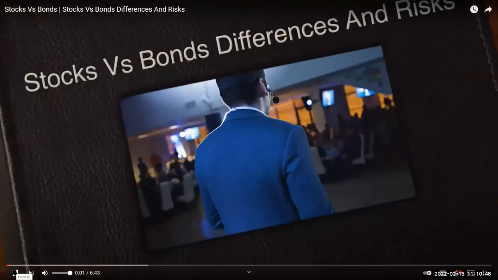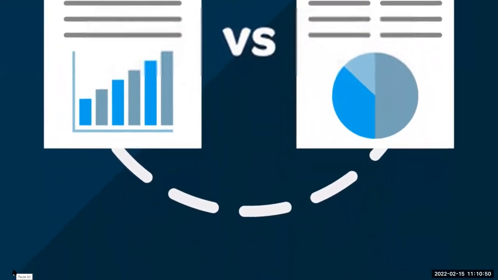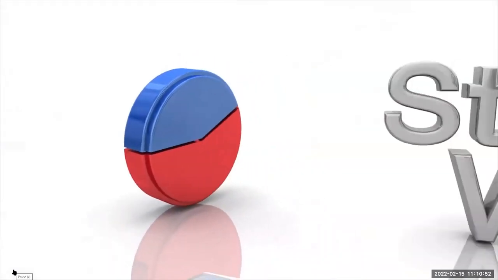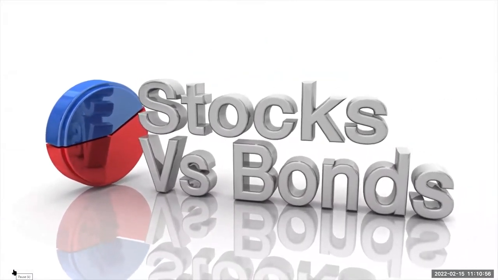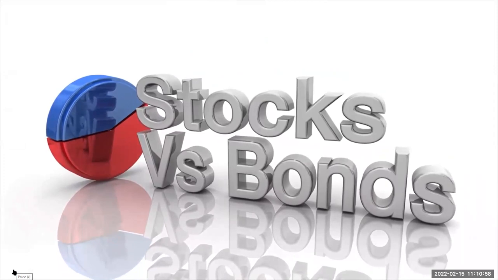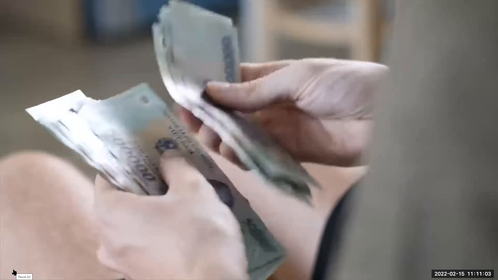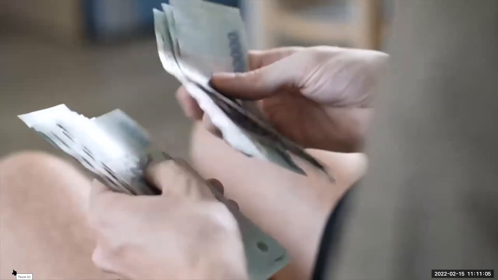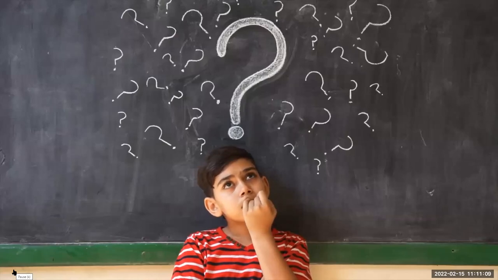In this video, I will show you stocks versus bonds differences and risk in detail, so let's start. In the world of investments, you'll often hear about stocks and bonds. They are both feasible forms of investment. They allow you the opportunity to invest your money with a specific company or corporation with the possibility of future profits. But how exactly do they work? And what are the differences between the two?